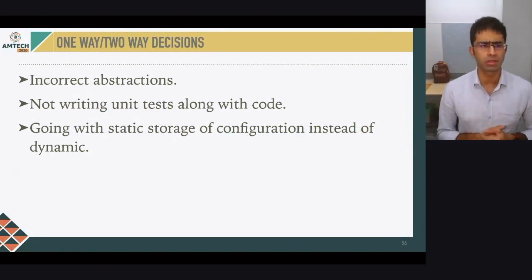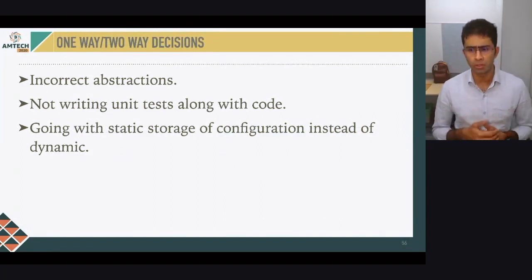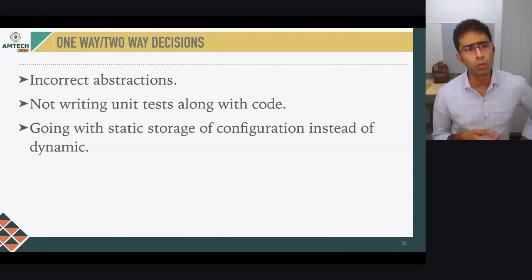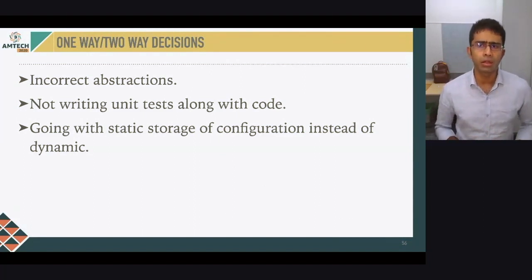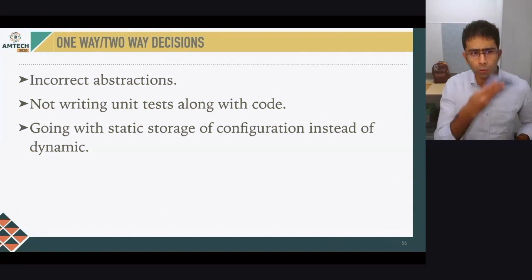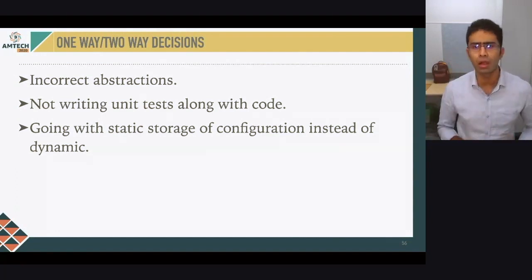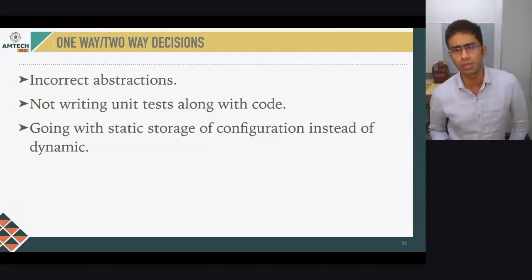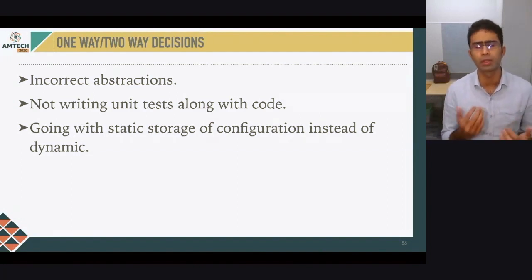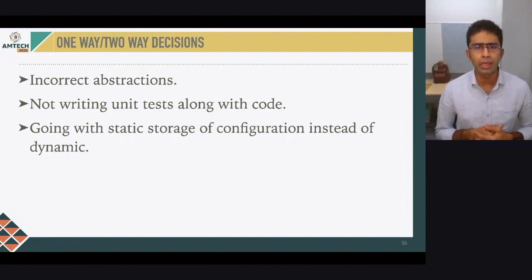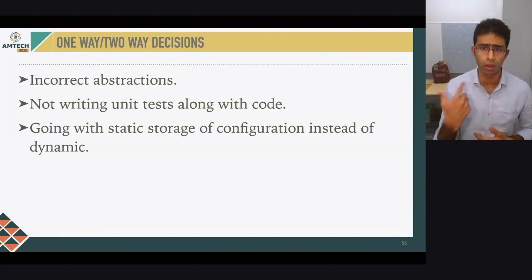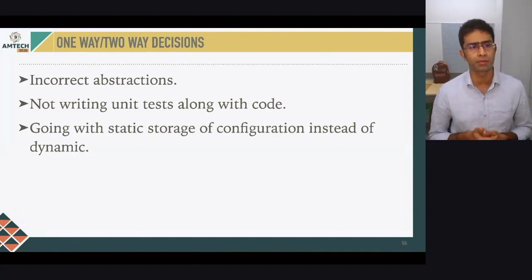And let's see which ones are one way or two way. Incorrect abstractions. We just spoke about abstractions as number two. Incorrect abstractions, is this a one-way or a two-way door? In my view, it's a one-way door, because it's very, very hard to go and fix it. Yeah, if you have sufficient time, you can go deprecate and write the new software. But if you get it wrong at the beginning, it's super hard to go back and fix it. So that's clearly a one-way door. So you want to focus a lot on abstractions in your design.